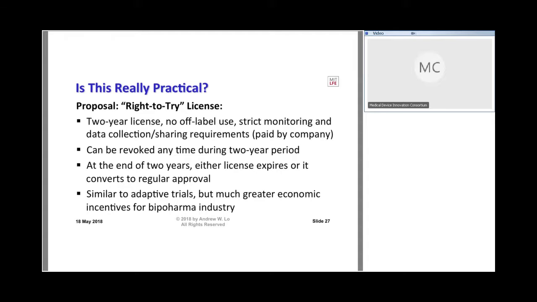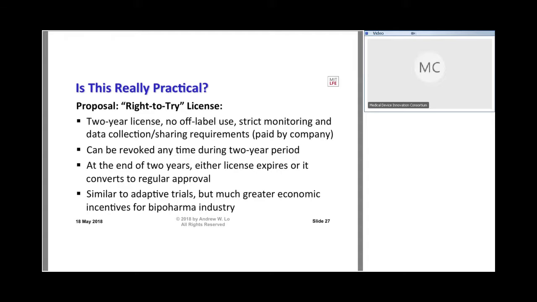And at the end of this 2-year right to try period, either the license expires or it converts to a regular approval as a function of FDA decision. And when you look at this, it looks a lot like an adaptive trial with one important difference. The difference is that drug manufacturers, device manufacturers, they can actually charge for this.